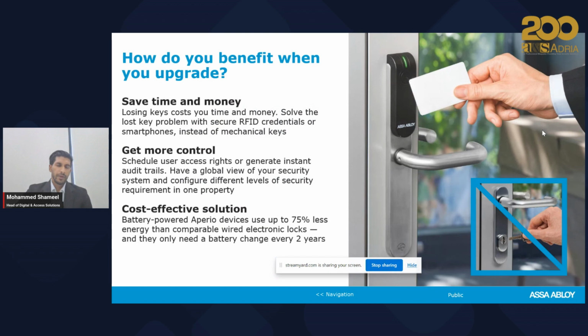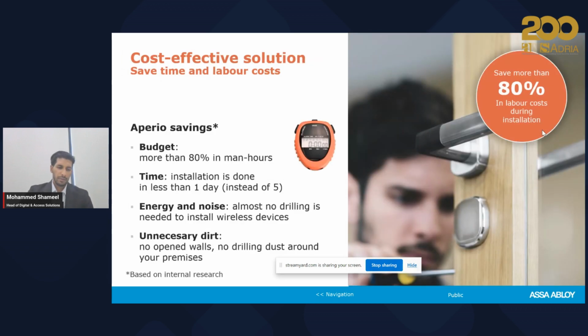Now, in terms of the benefits, what the customer or the end user can expect is saving money and time as well. We are talking about losing key cards, issuing new ones, and all the problems with lost keys being eliminated by using RFID technology. The mechanical system is completely eliminated, and the customer will have a full shift towards an RFID based system. The customer will also have more control over these doors, most commonly internal doors. All the access management, permissions, and audit trails can be taken from a centralized system. It's a cost-effective solution in many phases.